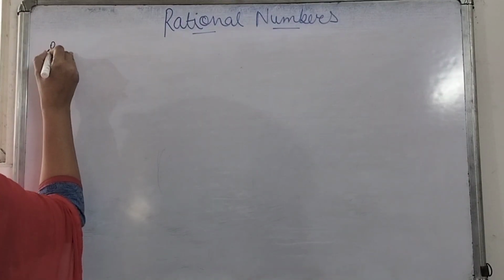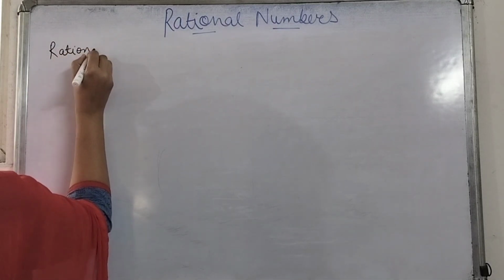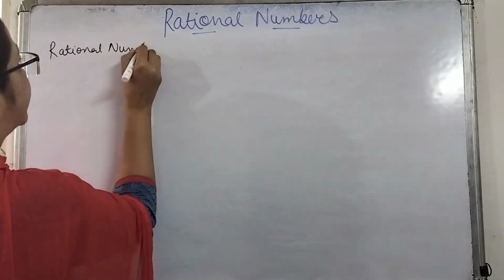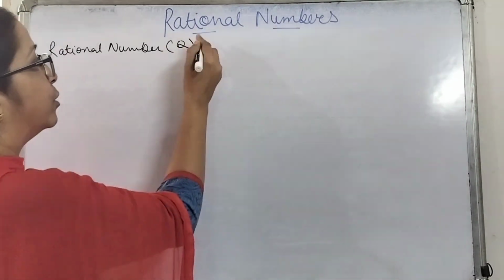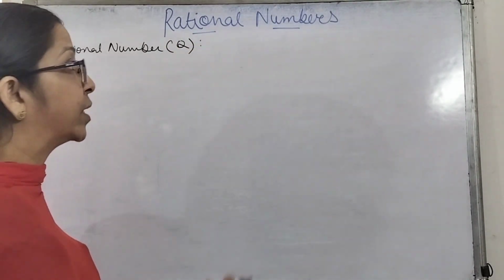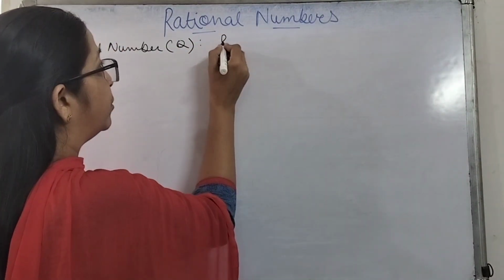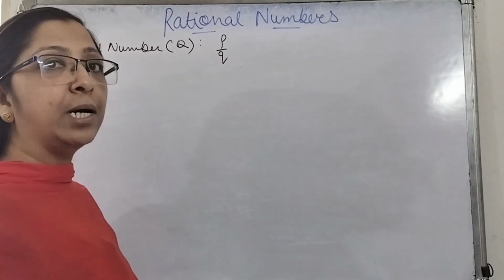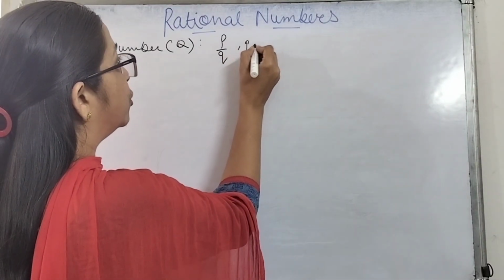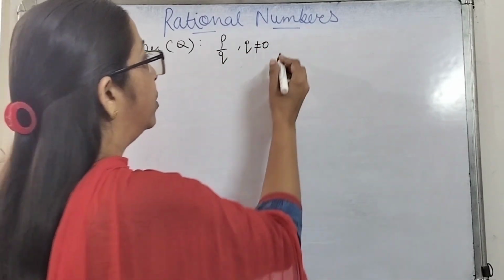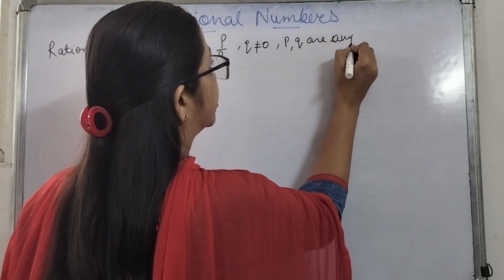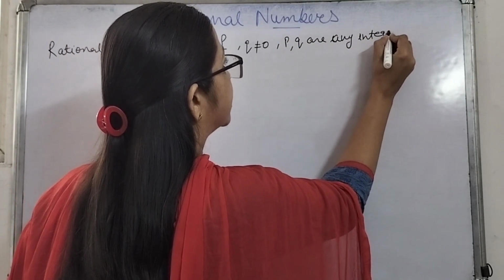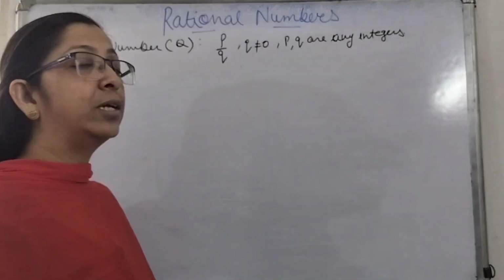So what is a rational number? First of all, a rational number is denoted by the letter Q. Q denotes the quotient. So all the numbers which can be represented in the form of P upon Q, where Q is not equal to 0 and P and Q are any integers, such type of numbers are known as rational numbers.